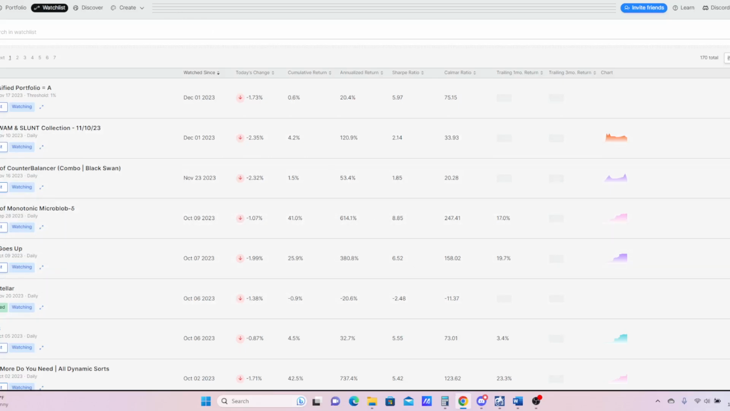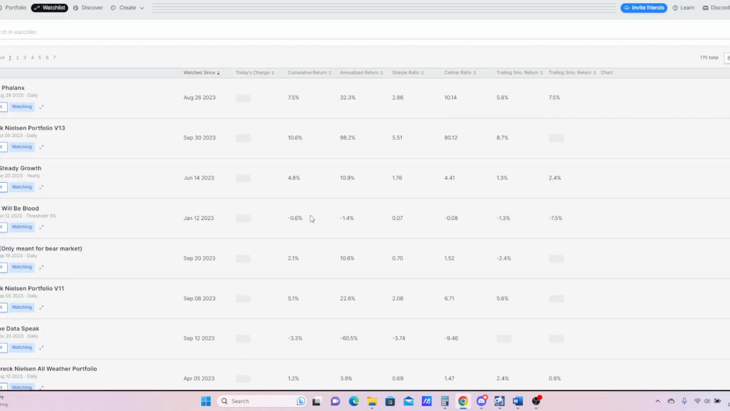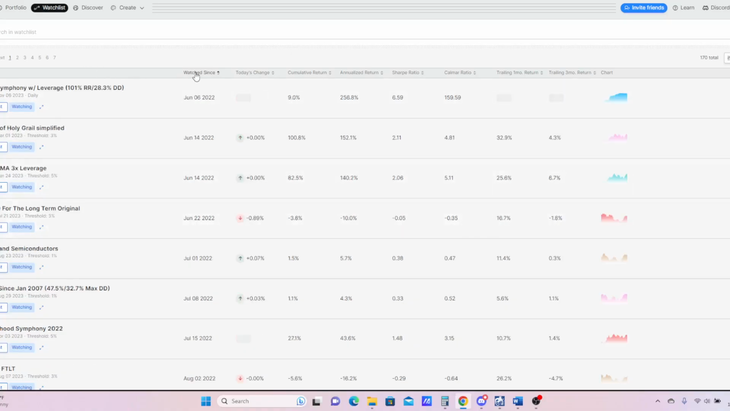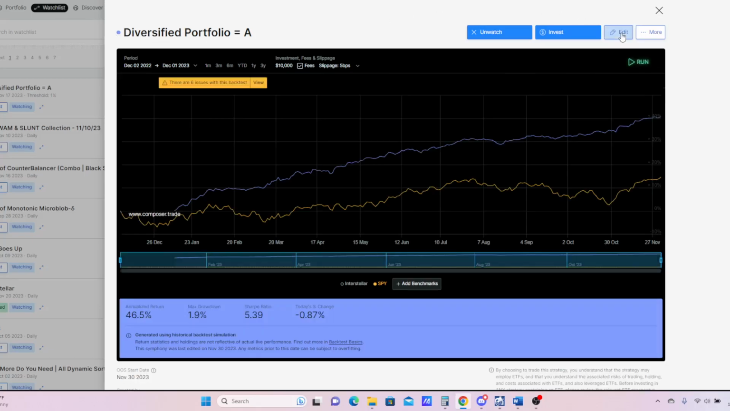So let's see. I did make sort of I guess like a mock portfolio, and it's sized according to the risk of each symphony that's in it, and it's diversified, so it's kind of invested in a lot of different symphonies. So I'm going to kind of go over that. But this is the mock portfolio. I just named it diversified portfolio.